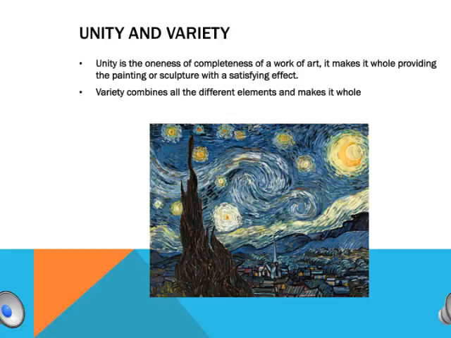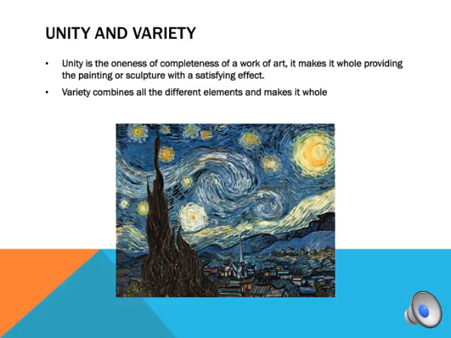Unity and variety are possibly the two most important principles. Unity is the oneness or completeness of a work of art. It makes it whole, providing the painting or sculpture with a satisfying effect. Variety combines all the different elements I went through before and makes the artwork interesting. This and unity go hand in hand.